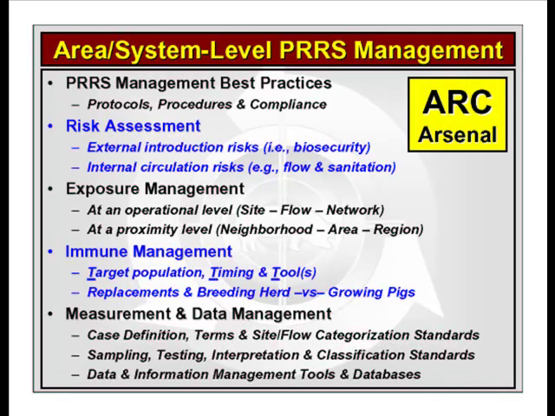Best practices in terms of management, for example, farrowing house management, assessing risk and then taking action on the risks that emerge in the area of biosecurity, and then circulation risks, for example, ones that have to do with flow and sanitation within and among sites. Exposure management at both an operational level, that's independent of geography to some degree, with how we have sites and flows and networks that create connections between different geographies. But then also at a geography or proximity level, that's your neighborhood, your area, and your region.